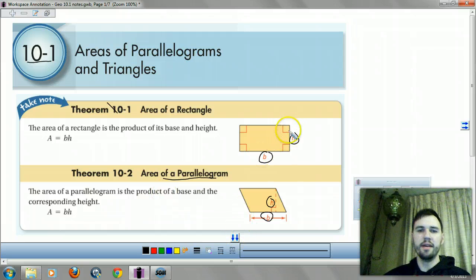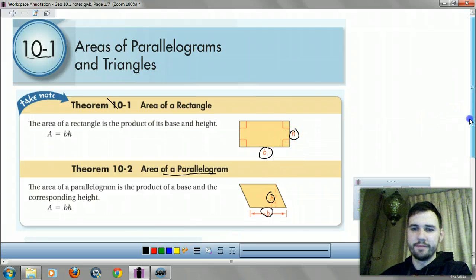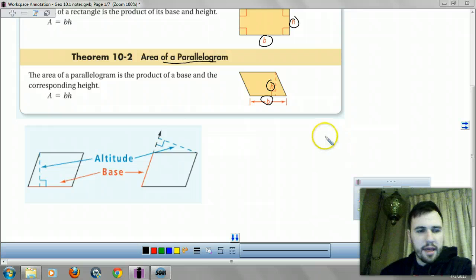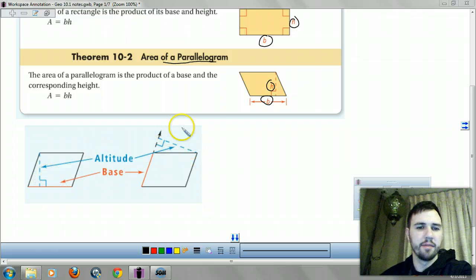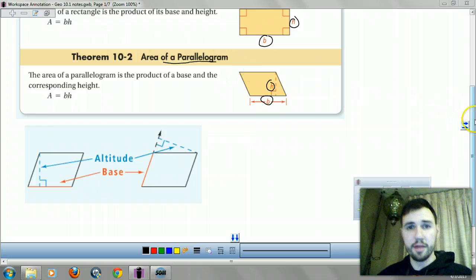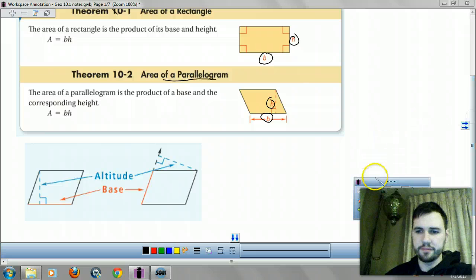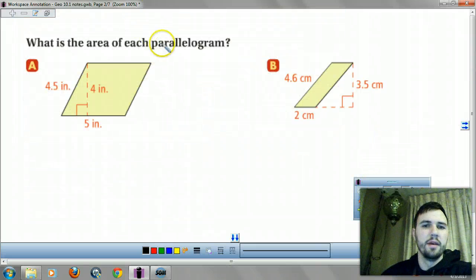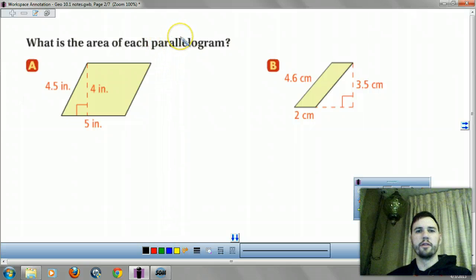Okay, and your height, see, for a rectangle, your height's already 90 degrees. Your side's 90 degrees to your bottom. And here's just something showing you that your altitude is always a 90-degree angle from the top to the bottom. Doesn't matter how you rotate around, you get the same answer. You trust me? Good. So they're both base times height. So let's find the area of each of these parallelograms.